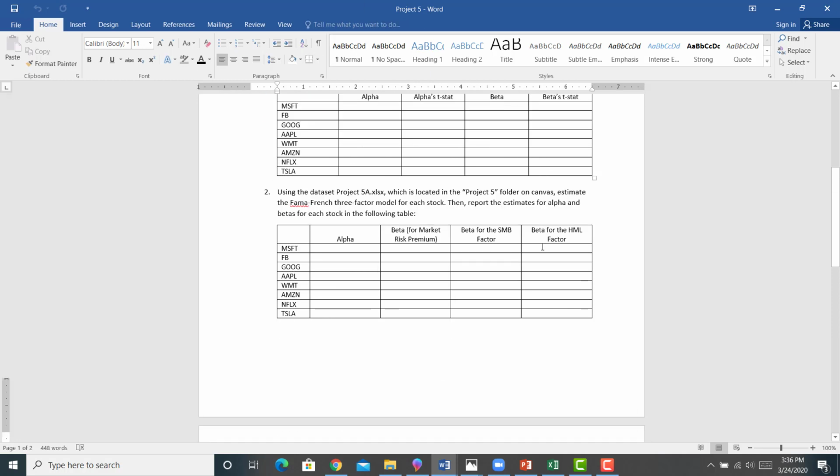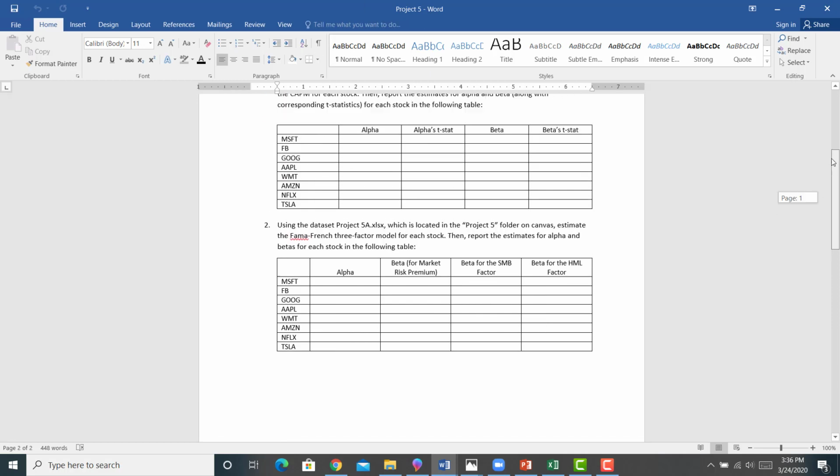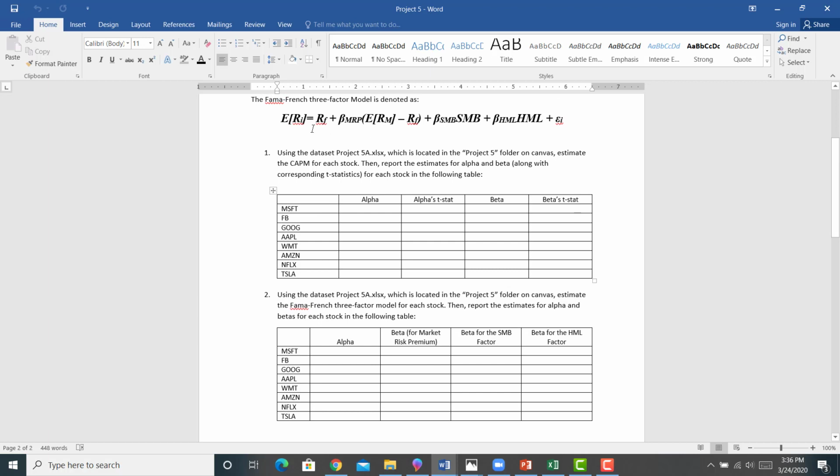Okay. So number one, we're going to use this data set, Project 5A. It's located in the Project 5 folder on Canvas. I want you to estimate the capital asset pricing model, report the alpha with its corresponding t-statistic, and the beta with its corresponding t-statistic for each of the 8 stocks. Project 5A has 5 years of monthly data for each of these 8 stocks.